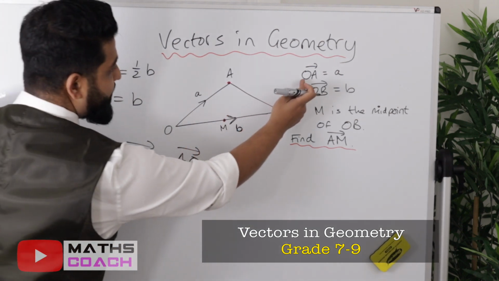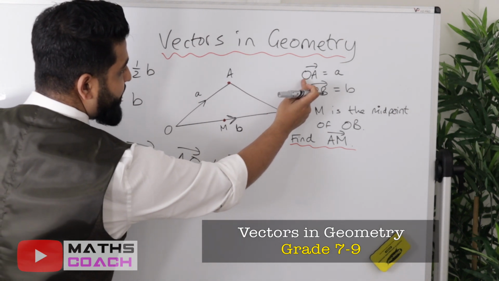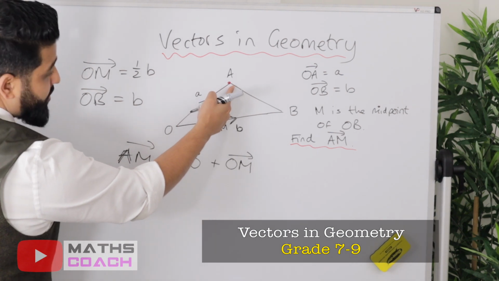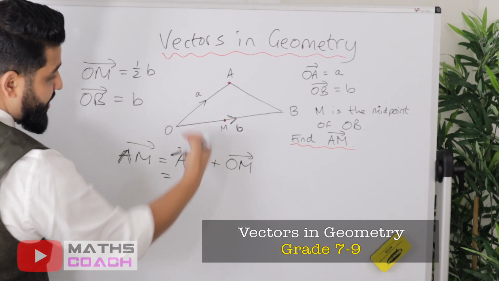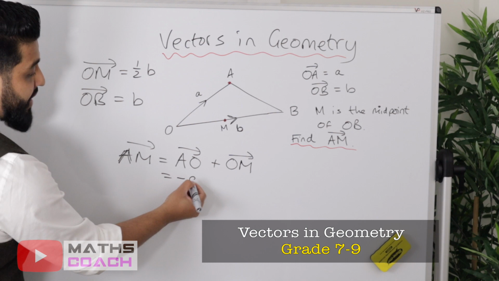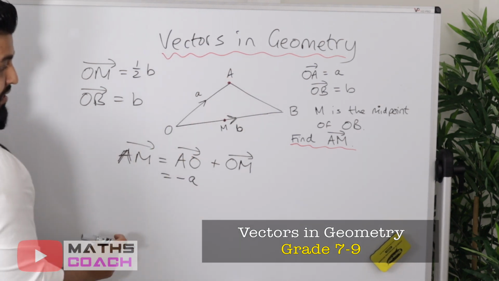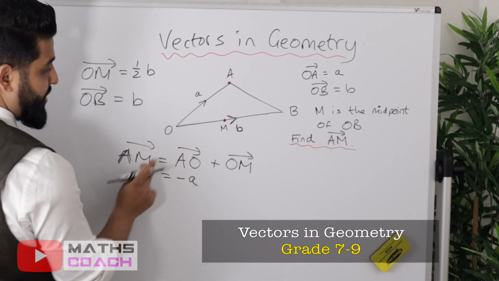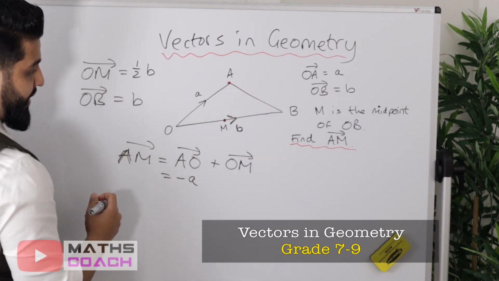Now if you have a look at this, what's A to O? We have not been given A to O, but we have been given O to A. We know that to go from here to here is A. So therefore to go backwards, you will write minus A because you're going against that way. Remember, A this way is positive, going back is negative.